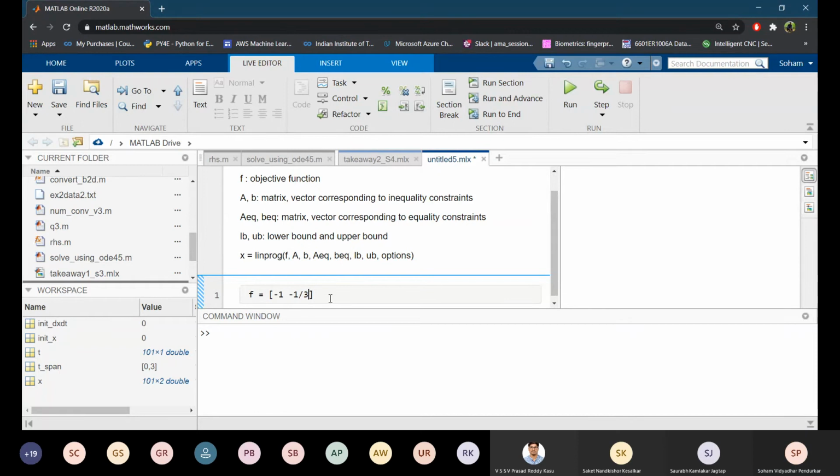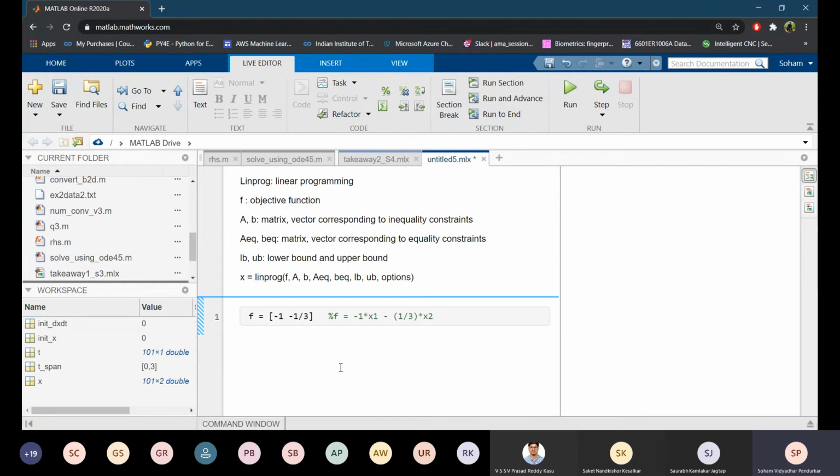Why I defined f like this, I'll let you know. f is equal to -1 into x1 minus 1 by 3 into x2. There are two variables, x1 and x2, and the coefficients I've written inside are -1 and -1 by 3. Why? Because this is the demand from the linprog function. That is why I defined it like this. Then I'll need a matrix. So what A is, I'll write down first directly.